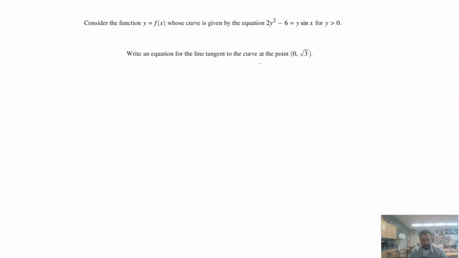Letter B says write the equation for a line tangent to the curve at the point 0, square root of 3. Remember, anytime we are asked to write the equation of a tangent line, we use this formula. And they give us an x value, that's easy. They give us a y value, that's also easy. I just need to find the slope. Well, in letter A, they told us what the derivative was. They told us that the derivative was y times the cosine of x over 4 times y minus the sine of x.